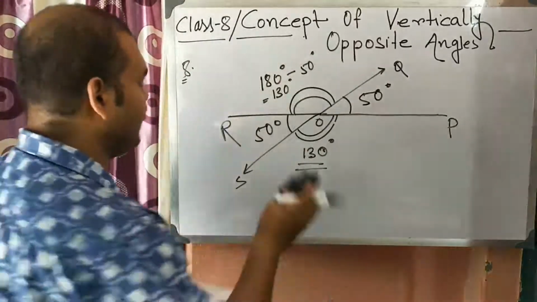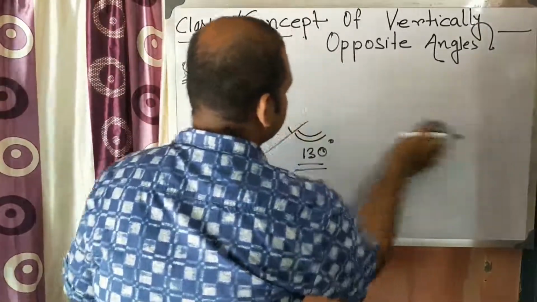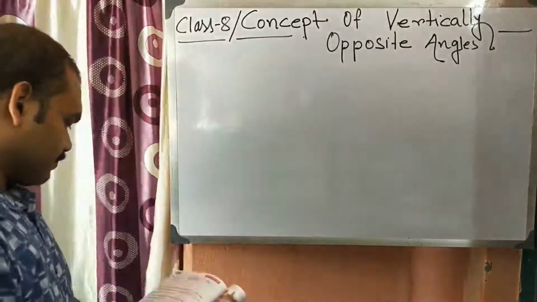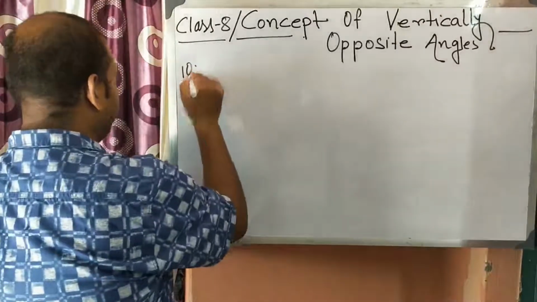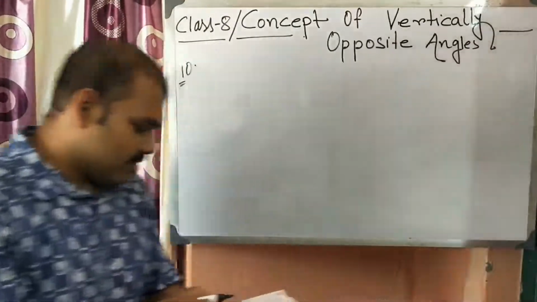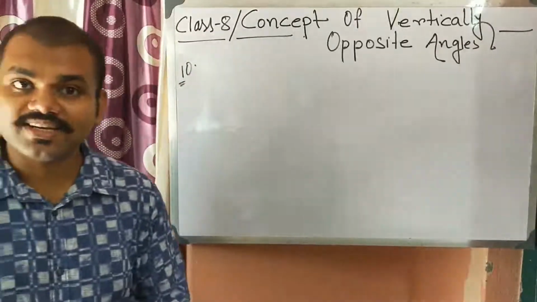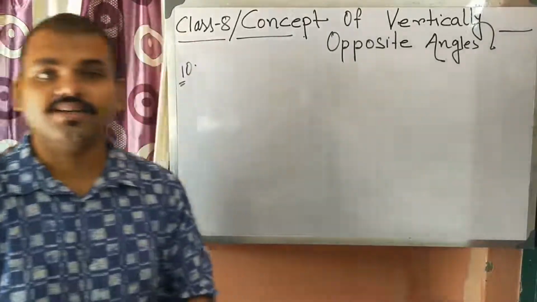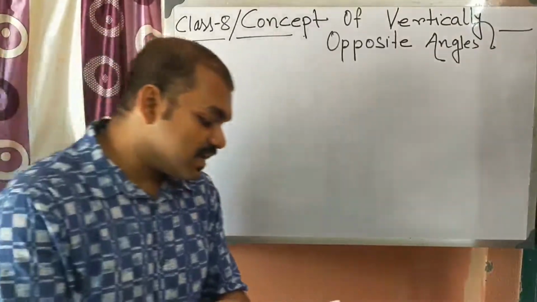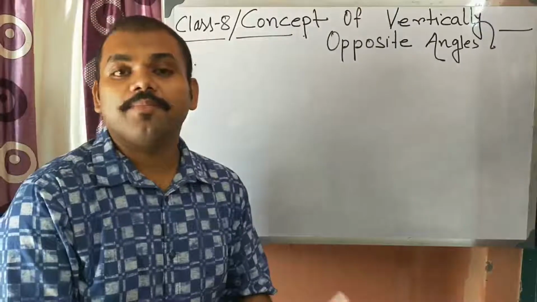Okay, next, do number 10. Let us do number 10. In sum 10, the internal bisector and the external bisector of an angle are perpendicular to each other. We need to prove that the external and the internal bisector of an angle are perpendicular to each other.